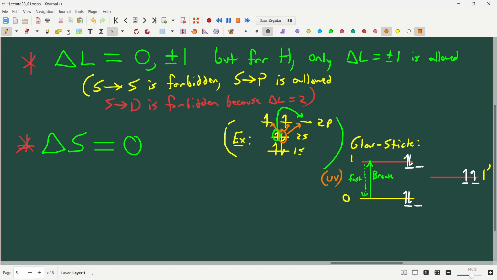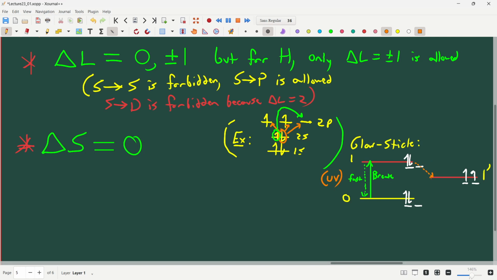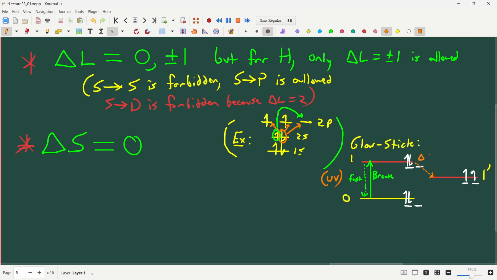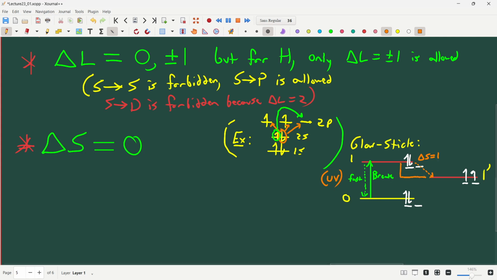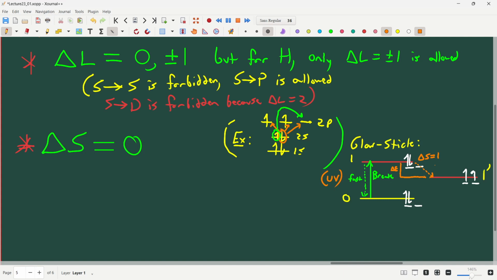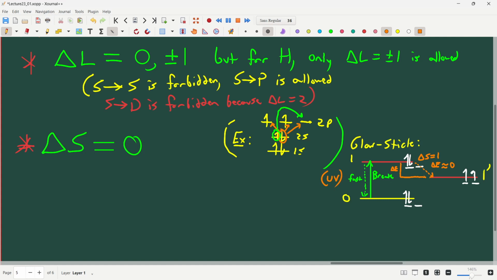There's a very, very small possibility that you get a spin flip like this. So even though this is formally forbidden, if the spacing between these two levels is close enough, so the energy difference delta E is close to 0, where you have two states where one of the spins is flipped, there's a possibility these two states will mix, and there's some probability that the electron will fall into here.